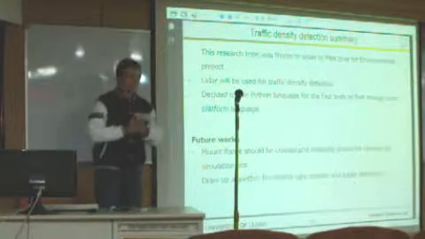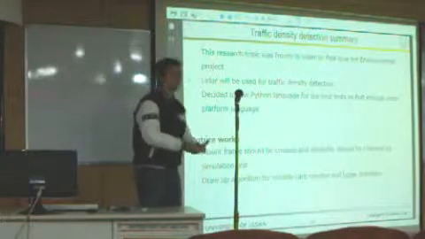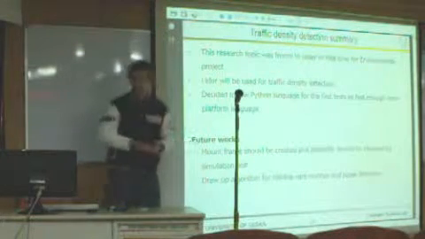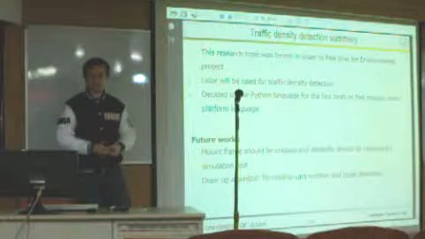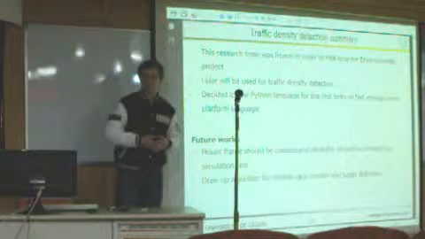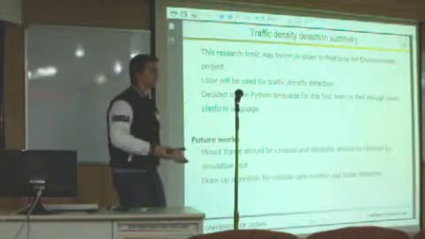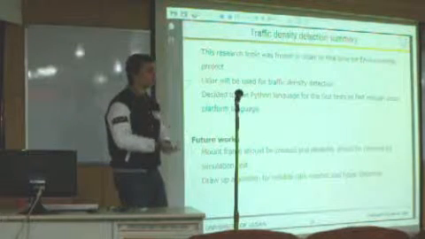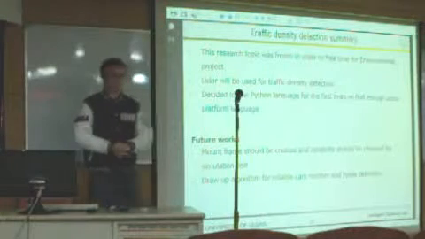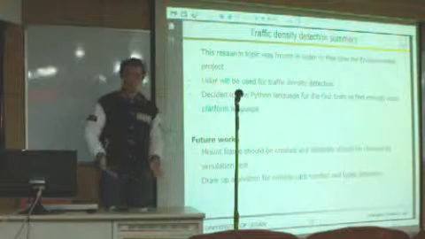Summary. This research topic was chosen in order to do research about environmental sensors, but I'll do it in spring. And LiDAR will be used for traffic density detection. I decided to use the Python language for first tests as a fast enough cross-platform language. I can use this language on Linux or on Windows, and it is a free language. It requires no license. It works under a GPL license.